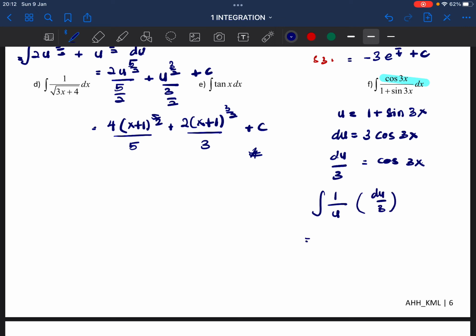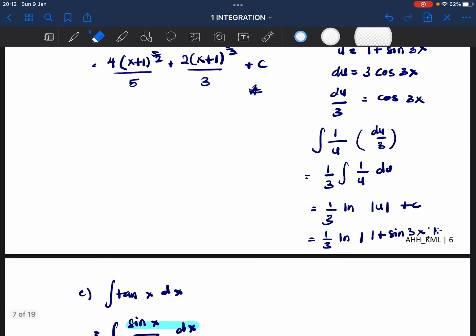Okay, so we take out our constant there. The constant is 1 over 3. So you will integrate 1 over u du. So we will have 1 over 3 ln modulus u plus c. And that will be 1 over 3 ln, what is our u? 1 plus sine 3x, plus c. Okay. So that's it, your substitution.